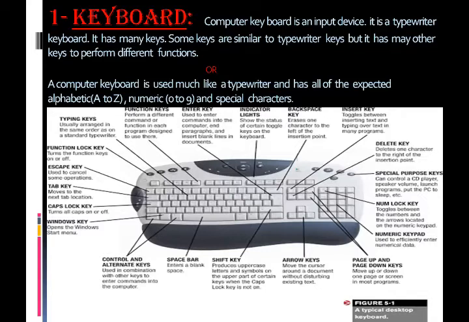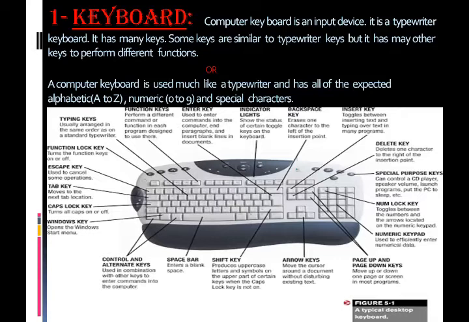Control and Alternate keys are used in combination with other keys to enter commands into the computer. Spacebar enters a blank space. Shift keys produce uppercase letters and symbols on the upper part of certain keys when the caps lock key is not on. Arrow keys move the cursor around in a document without disturbing existing text.